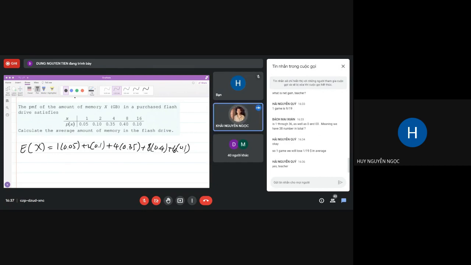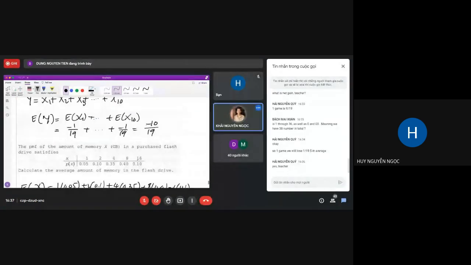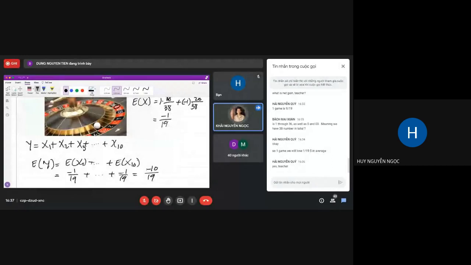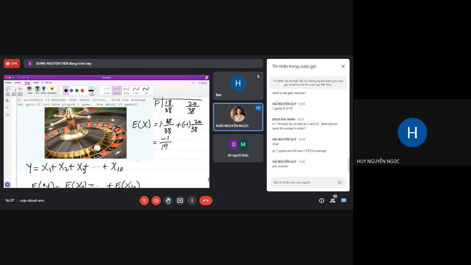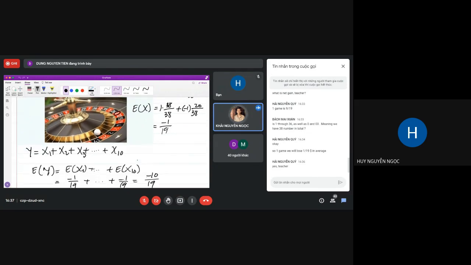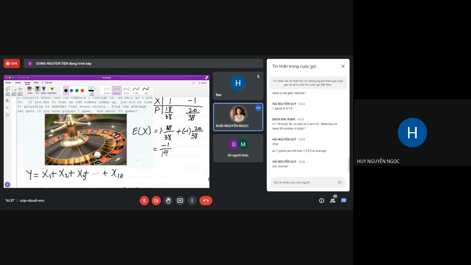Teacher, can I ask about the previous example? Yes? In the previous example, you said that net gain is the total amount of money that you win over one game, right? The net gain is actually for one game. So why, after we play 10 games, is the amount of money we have minus 10 over 19? I thought it has to be in a range of like 0 to 10.